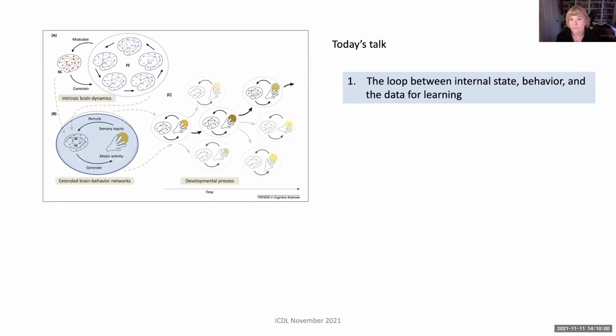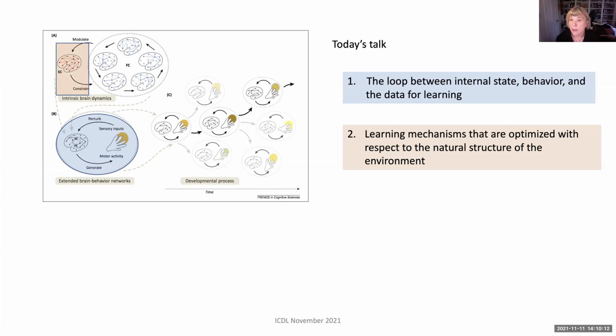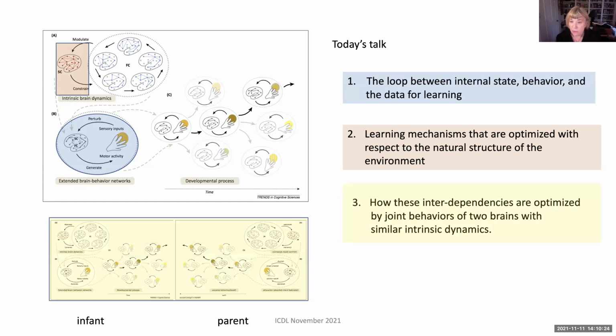So here's today's talk. I'm first going to talk about the loop between the internal state, the behavior of the learner, and the data for learning. Then I'm going to talk about how learning mechanisms are likely optimized with respect to the natural structure of the world and its statistics. And third, I'm going to talk about how these interdependencies between internal state, behavior, and the world actually get emphasized, exaggerated by the joint behaviors of two brains, say parent and infant, with similar intrinsic dynamics.